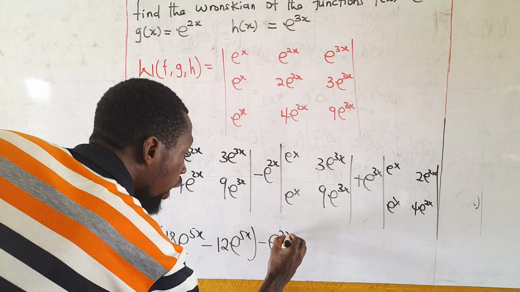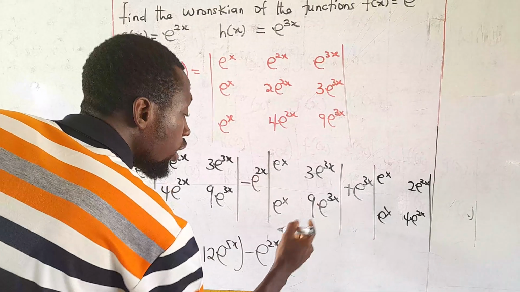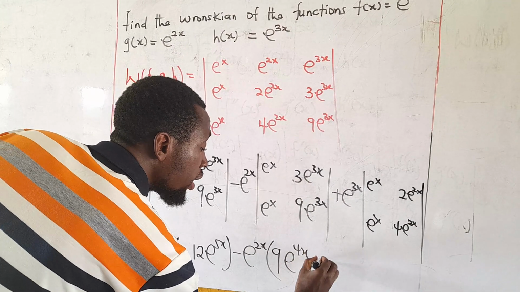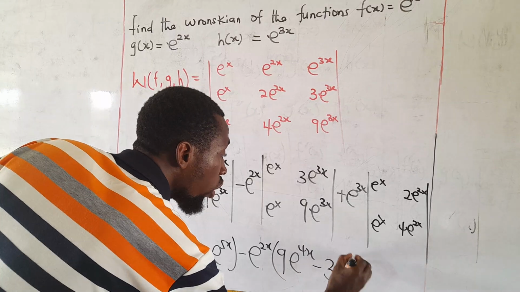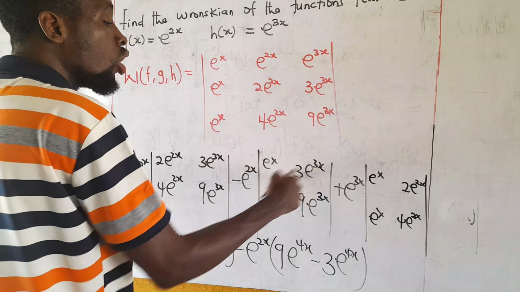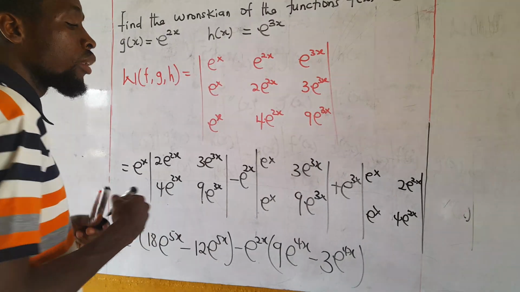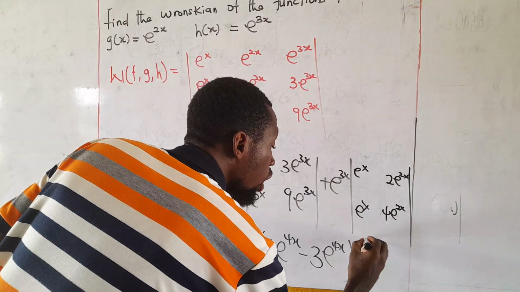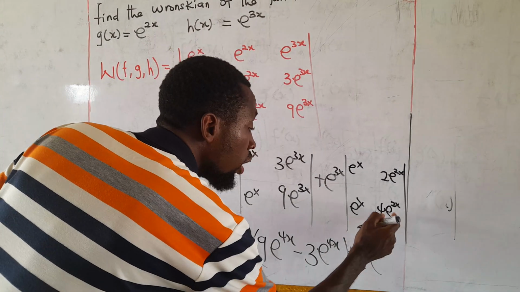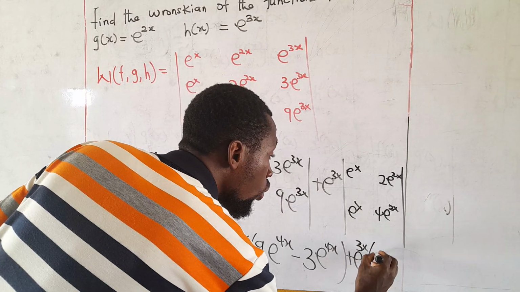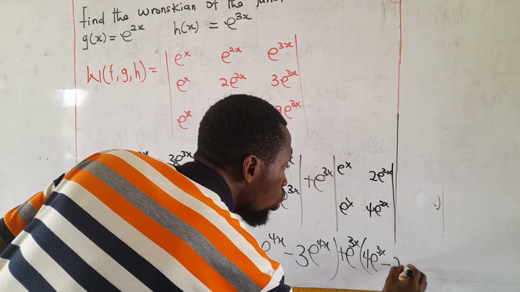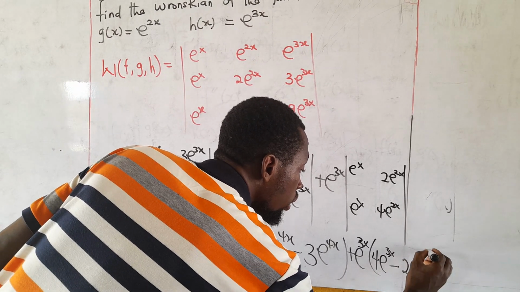Minus e exponent 2x bracket. This times this will give us 9 e exponent 4x minus 3 e exponent 4x. So remember, these are indices. When they are multiplying with the same base, you just add the exponent. Then plus e exponent 3x bracket. This times this will be 4 e exponent 3x minus 2 e exponent 3x.